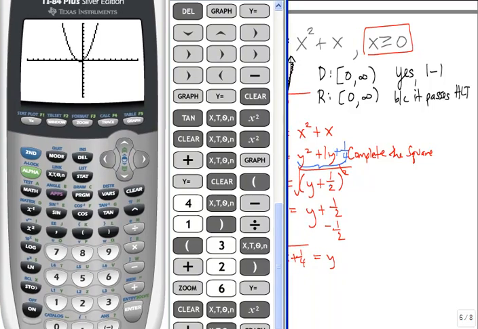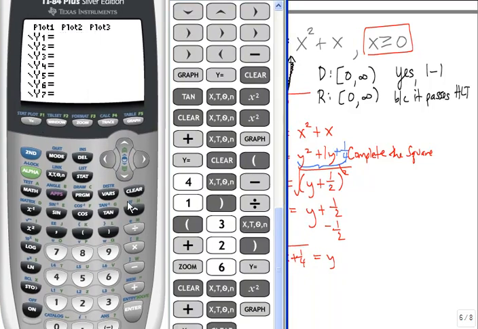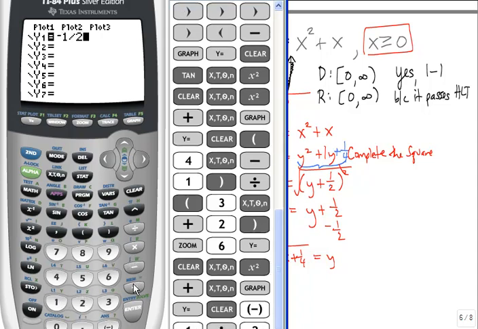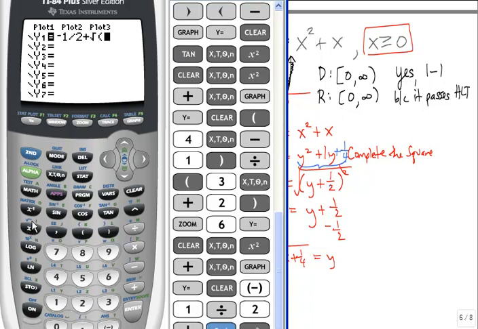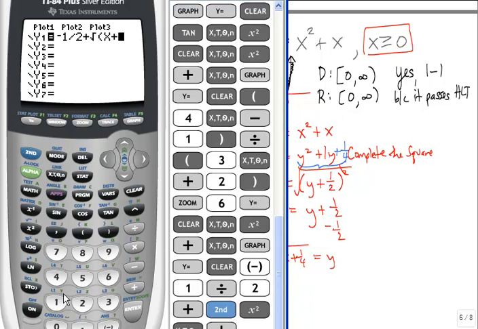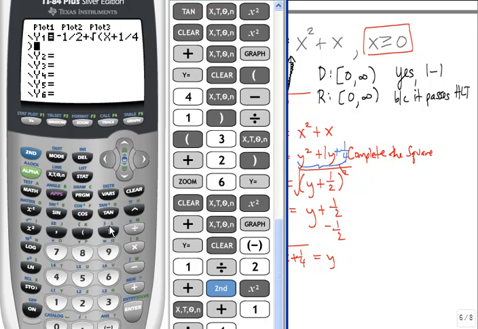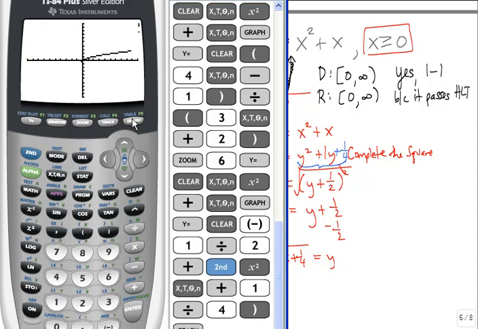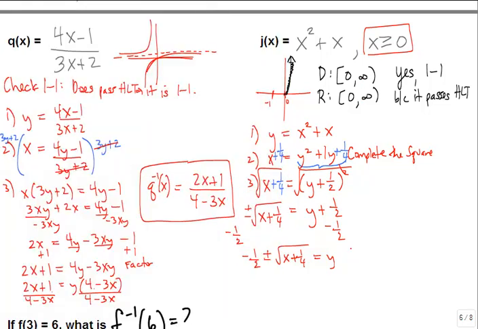So what I'm going to do is take a peek at my calculator again, and I'm going to go to my y equals, and I'm going to type in, let's just do the plus case first. So the plus case was negative 1/2 plus square root of x plus 1/4. Close the parentheses. And let's hit graph. And what we're trying to figure out here is which one is going to be the right graph. And how do you know which one is the right graph? You have to remember about your domains and your ranges.